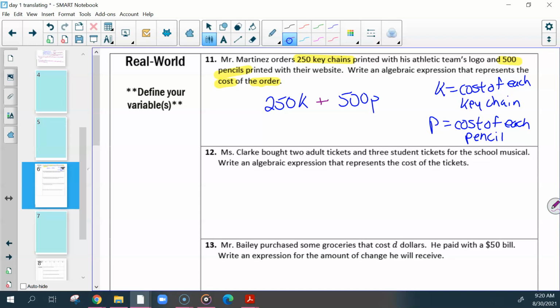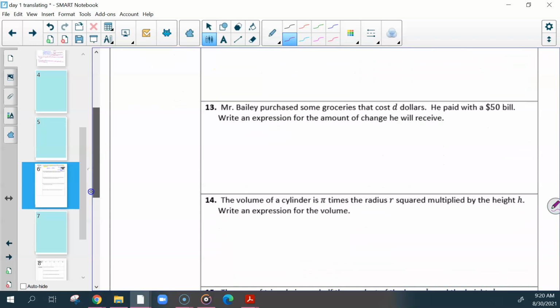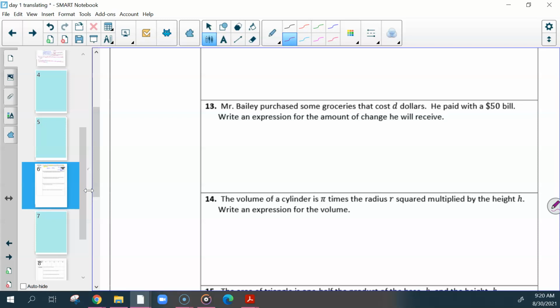We're going to jump down to number 13. So that's all we do, right? 250K plus 500P. Now later, not in unit 1, but in a later unit, we'll have word problems that we're actually solving. In this case, we're not doing that. We are just trying to figure out what that would be in algebraic expressions.